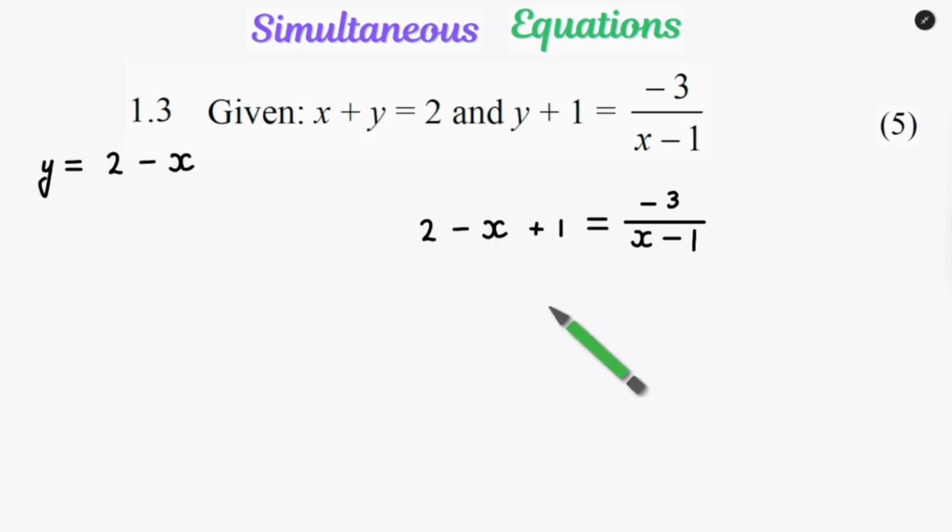Now we start to work on solving for x. So 2 plus 1 will give me 3, and then I still have that minus x next to the 3, and that's going to be equal to, and then nothing will change over here.